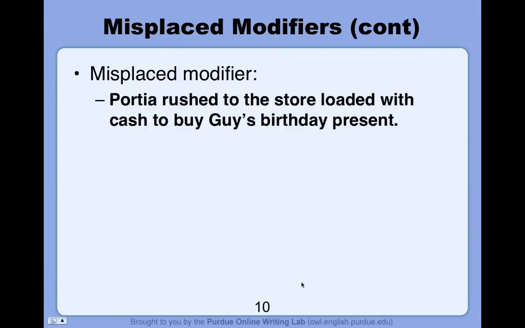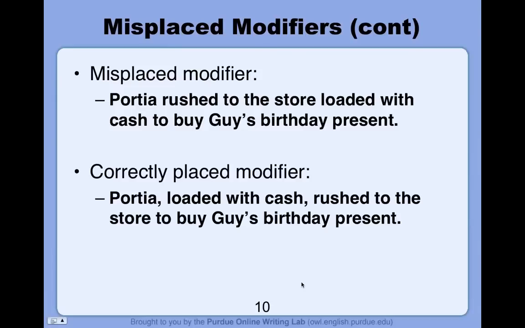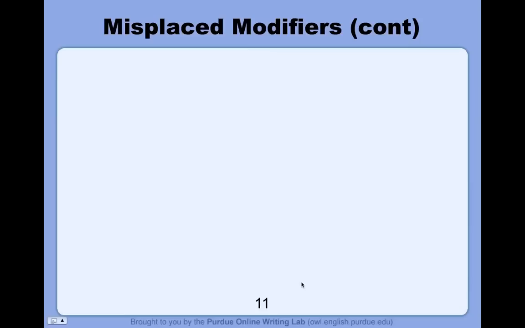Portia rushed to the store loaded with cash to buy Guy's birthday present. A correctly placed modifier: Portia, loaded with cash, rushed to the store to buy Guy's birthday present. Notice the difference. The modifying phrase, loaded with cash, needs to be placed as close as possible to what it modifies, in this case, Portia. The slide offers one correct option. Another is, quote, loaded with cash, comma, Portia rushed to the store to buy Guy's birthday gift. End quote. The modifying phrase is still directly next to what it's modifying, Portia.